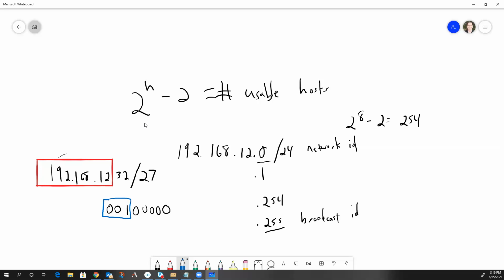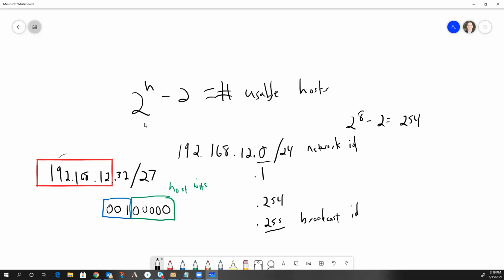Now take a look. What's wrong with this address? Why can't I put it on a host? These are the host bits. Well, these are the host bits, and guess what they are? They're all zeros. So 192.168.12.32 is actually the subnet ID for the 32 subnet with /27.